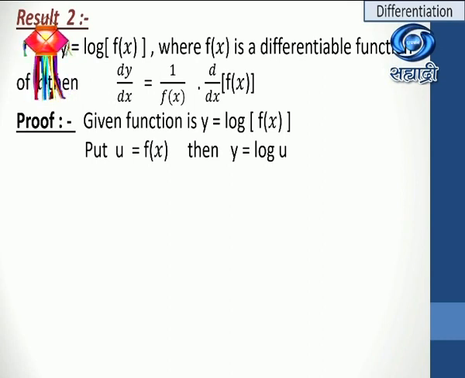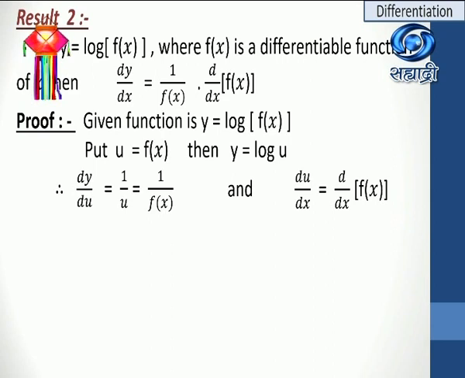Now differentiate y with respect to u and differentiate u with respect to x. We get dy by du is equal to the derivative of log u with respect to u. The derivative of log x with respect to x is 1 upon x. So the derivative of log u with respect to u is 1 upon u. Now put the value of u, which is f of x. So dy by du is equal to 1 upon f of x, and du by dx is equal to the derivative of f of x with respect to x.